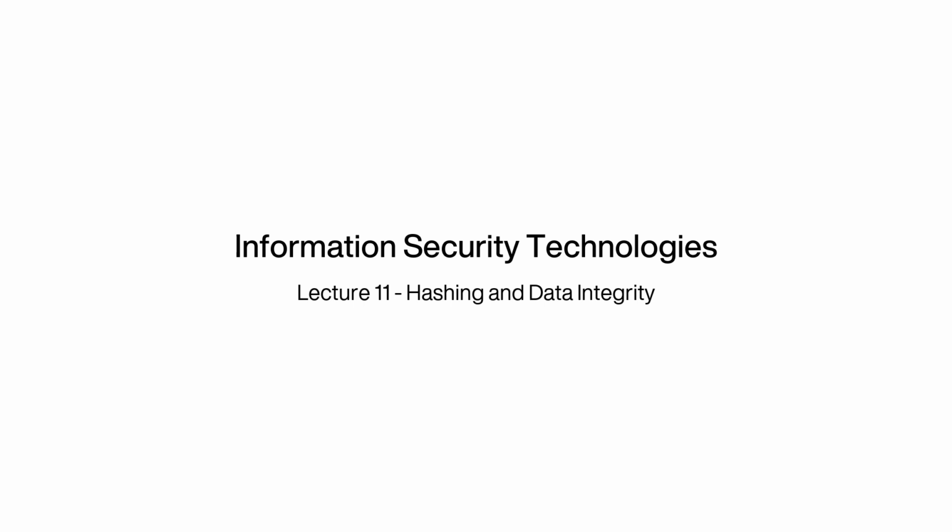Compare BLAKE2 and BLAKE3 with SHA-256 in terms of speed and security. Explain why general-purpose hash functions are unsuitable for password hashing. Describe Argon2id and explain why it is recommended over bcrypt and PBKDF2 for password hashing. What is a length extension attack, and which hash constructions are vulnerable to it?